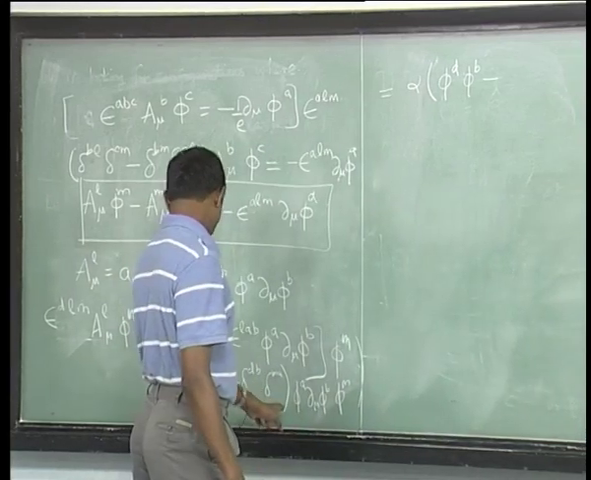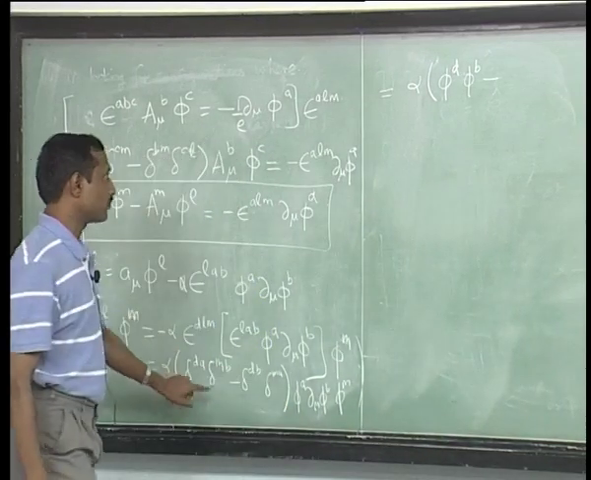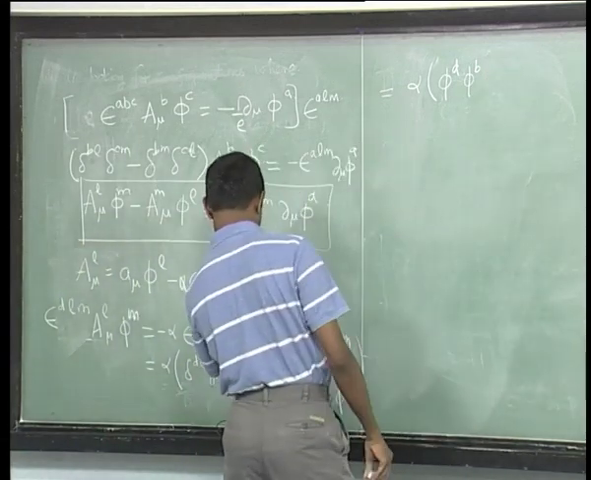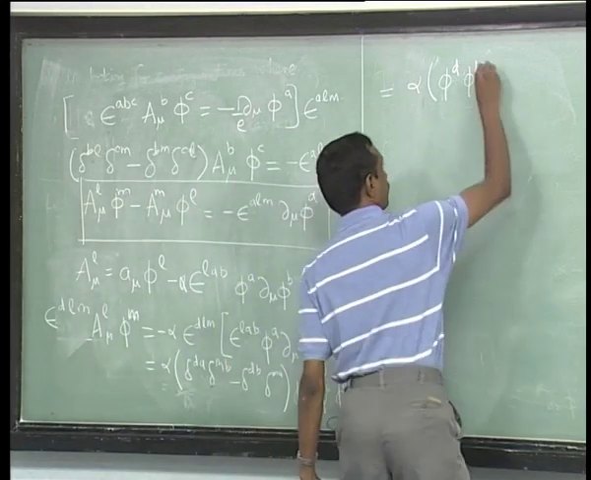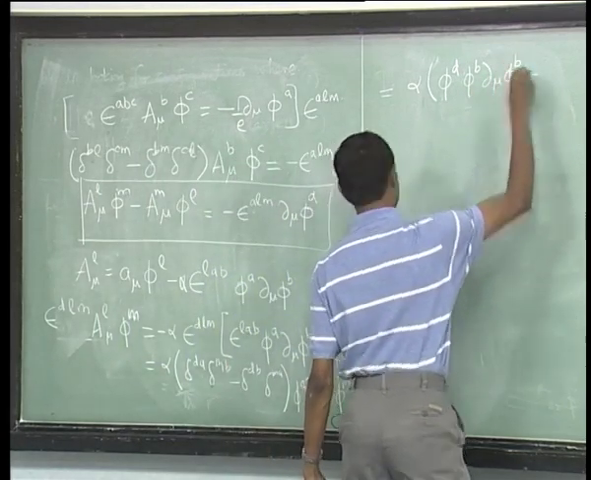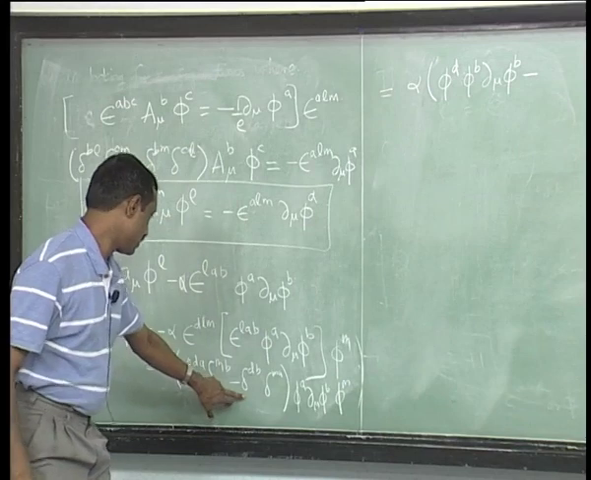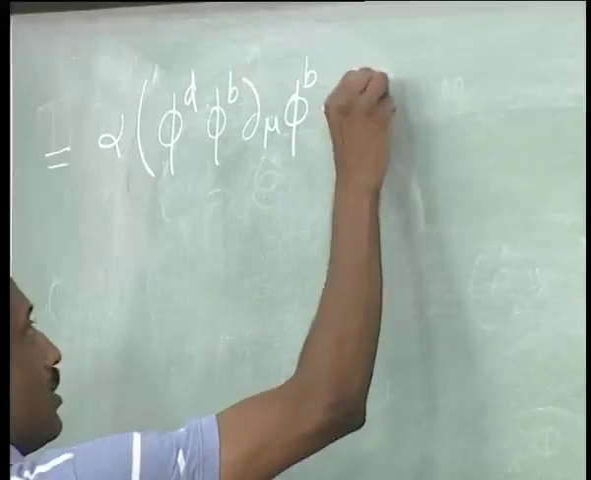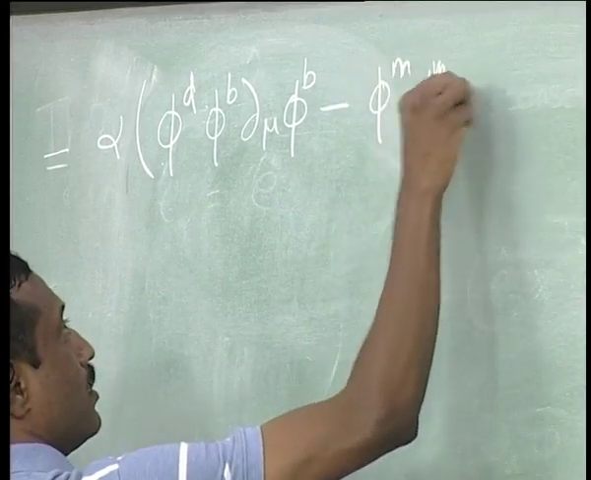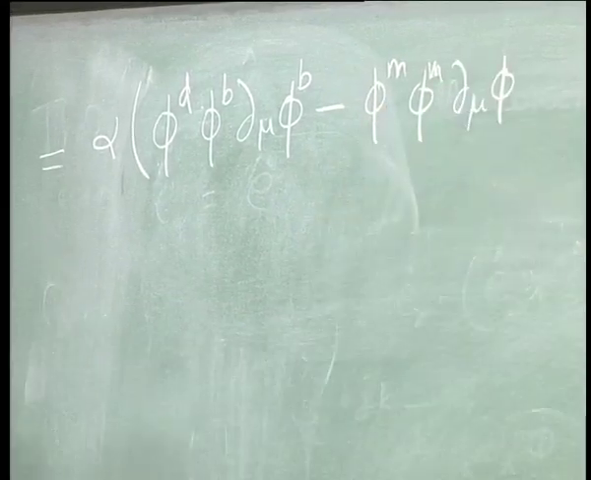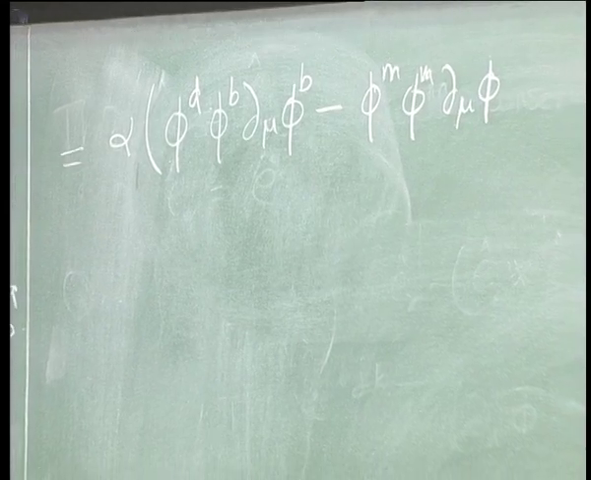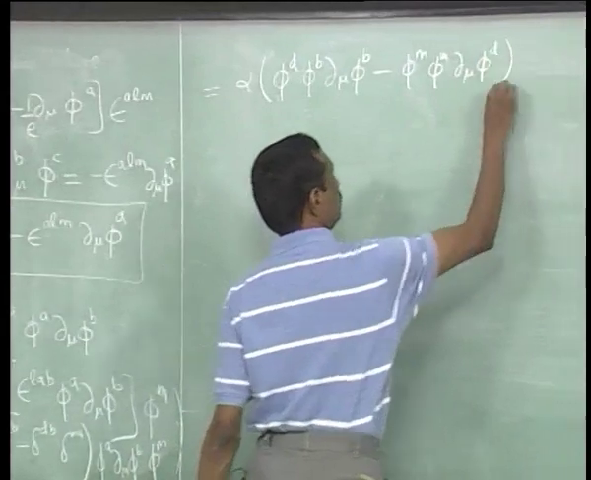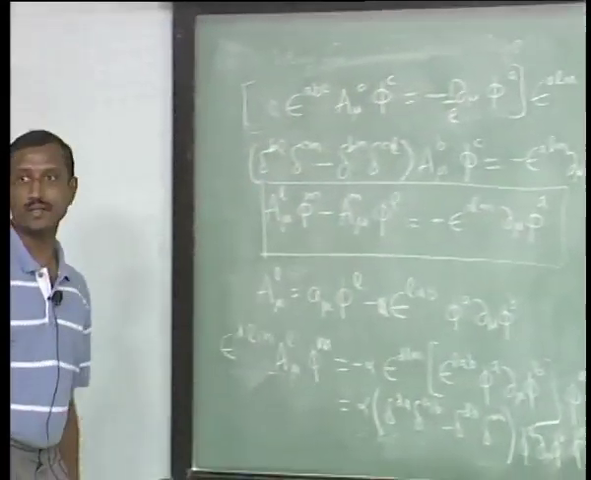What should I do? I forgot something here, there is one more piece, d mu of phi b minus this term phi m d mu of phi a phi d. Okay. So, I get these two terms.